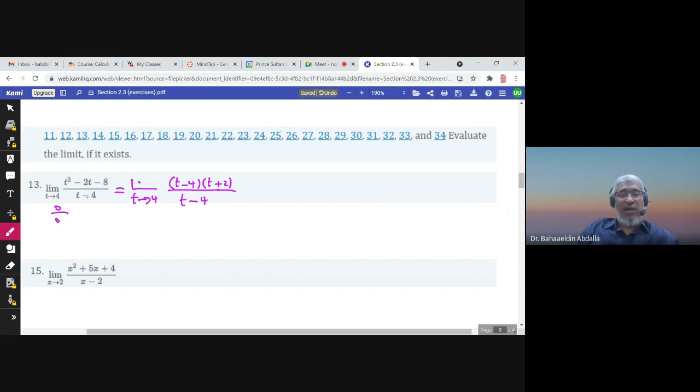And you notice t minus 4 appears here. So now you can cancel t minus 4 with t minus 4. And now you can replace t by 4 to find the limit. So the limit would be 4 plus 2, which is 6.